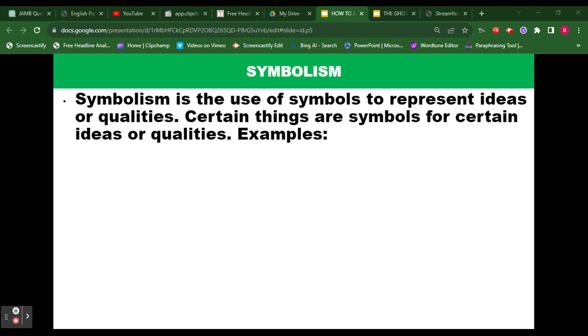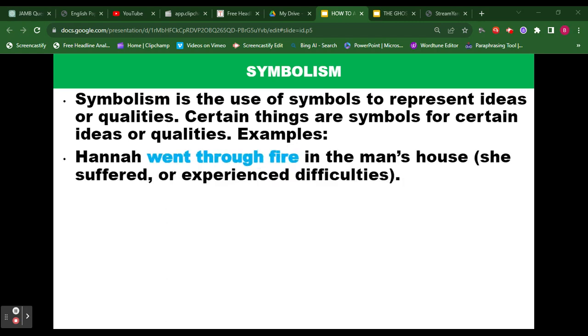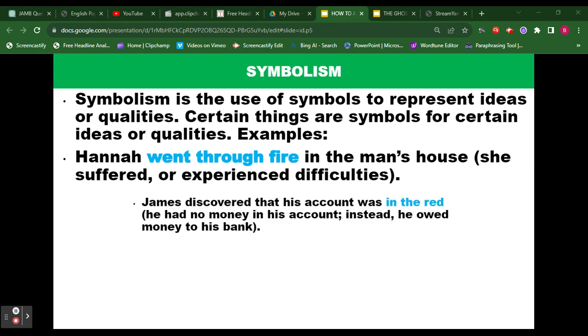Now, next we have symbolism. Symbolism is the use of symbols to represent ideas or qualities. Certain things are symbols for certain ideas or qualities. Let's look at some examples. Anna went through fire in the man's house. The idiomatic expression here is went through fire, and fire is a symbol of suffering. So it simply means that she suffered or experienced difficulties in the man's house.